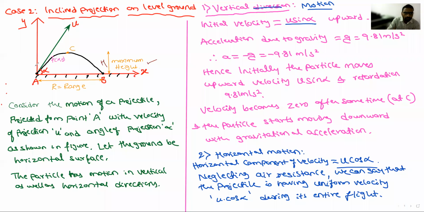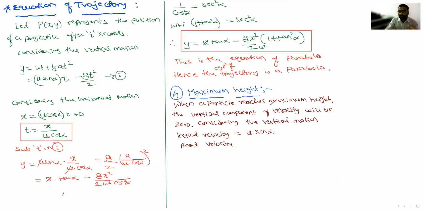When the particle reaches the point C, how much is the velocity? It is equal to zero. It means that is the maximum height, and after that point the particle moves downward. So the final velocity is zero. Is it understood? So when a particle reaches the maximum height, the vertical component of the velocity will be zero. Considering the vertical motion, initial velocity is u sin alpha, final velocity is zero.